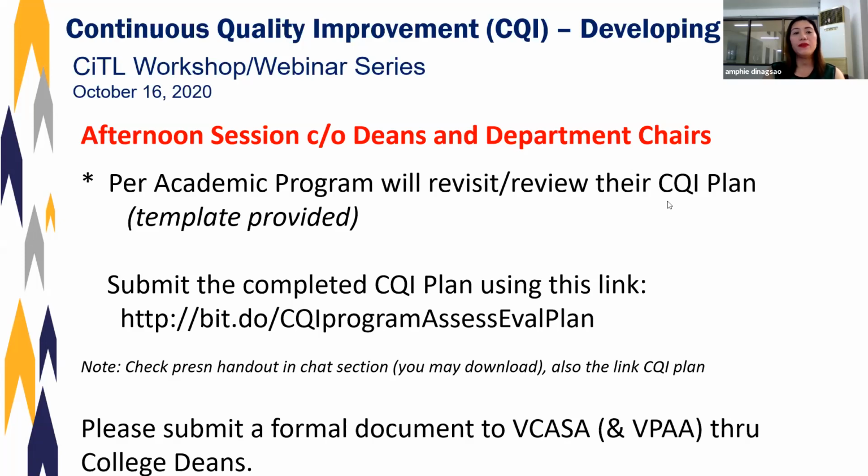So this afternoon, per academic program, we'll revisit and review their CQI plan, and if it's really still what you wish to do. Parang ganun. At sana naman yun talaga yung CQI plan na gusto ninyo, or it was not just something na for the sake of making it part as a package of the curriculum.